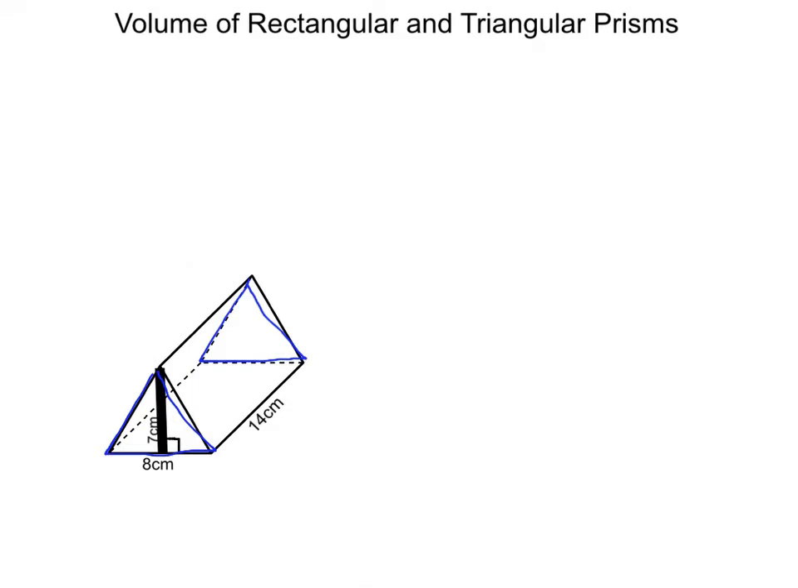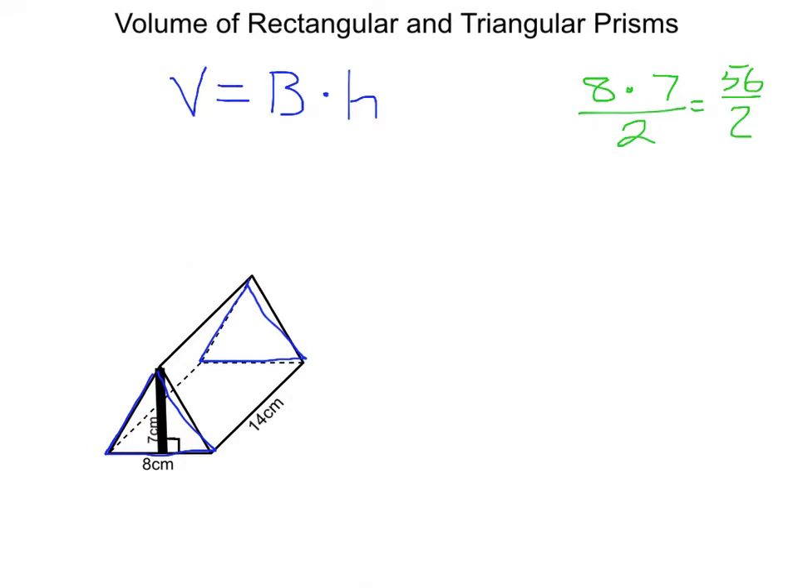So the next thing we're going to do is we're going to use our formula just like we did on the last one, where we have volume is equal to the area of the base times the height. And like we said before, the base on this is the weirdest shape, or the one that's not a rectangle, and that would be our triangle. So let's start by finding the area of the triangle. Now remember, the area of a triangle is base times height, so in this case it's 8 times 7, and we're going to divide that by 2. So 8 times 7 is 56, divided by 2, and 56 divided by 2 is 28. So that's the area of the base, so we're going to put that into our equation.